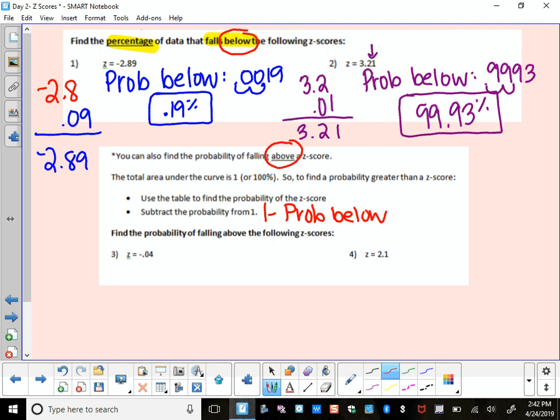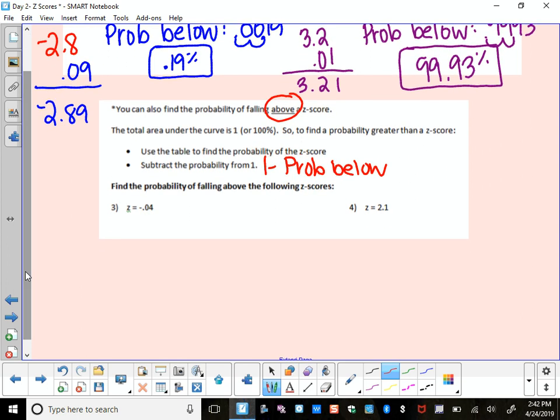Write that down. We're going to do 1 minus whatever probability you get. So what you have to do is make sure you read the directions here. Find the probability of falling above the following Z-scores. Okay? That's important.